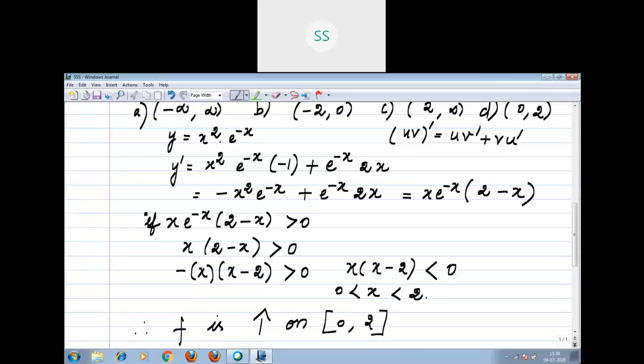X into e power minus x can't be 0, so x into 2 minus x. When you multiply by negative, 0 is neither negative nor positive, but when you multiply, it becomes positive. Positive should be greater than 0. For example, if you assign x equal to 0, you get 0, and x equal to 2 gives 0. When you assign x equal to 1, definitely the value is less than 0. That's why I wrote it here. Right, children? I hope you people understood.